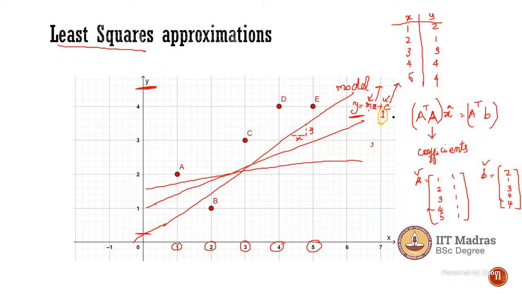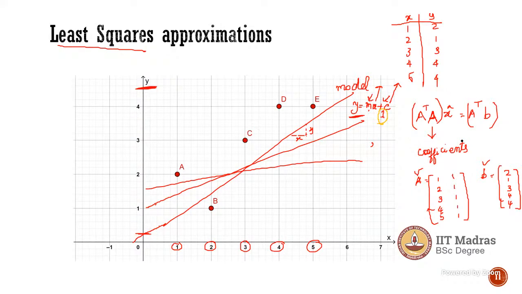Thank you, ma'am. I have a conceptual doubt. Why do we multiply by A transpose on both sides in the formula to solve this? Actually, I didn't get the hang of the formula. It's A transpose A.